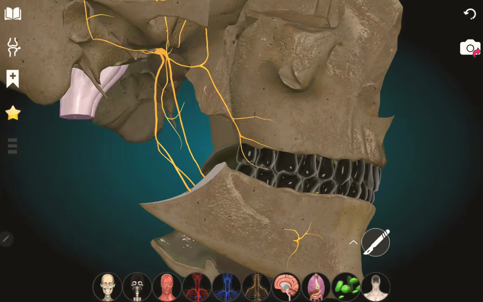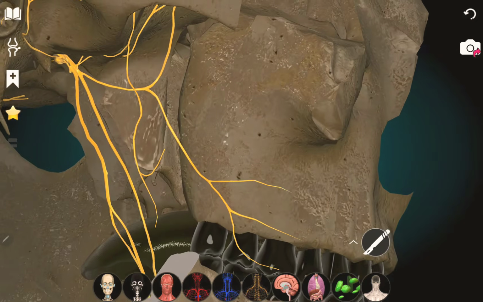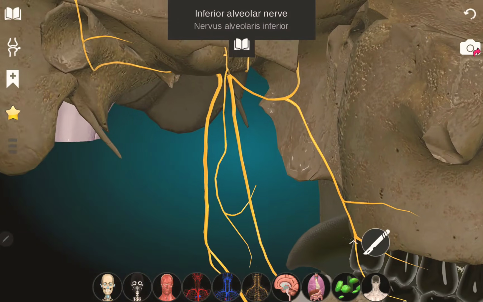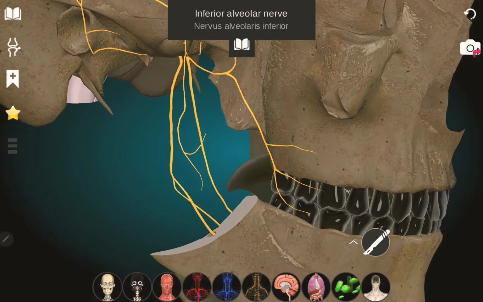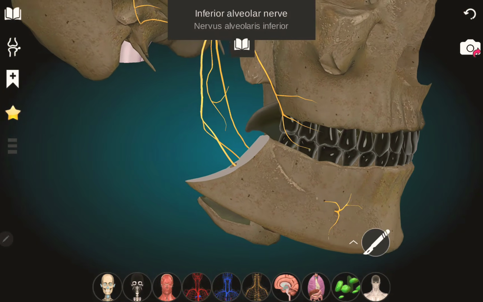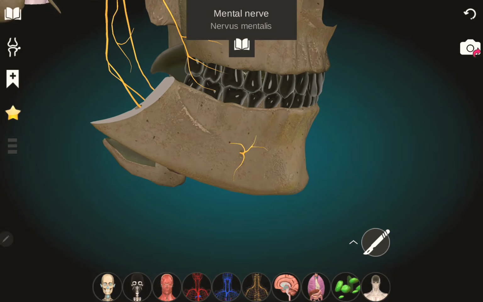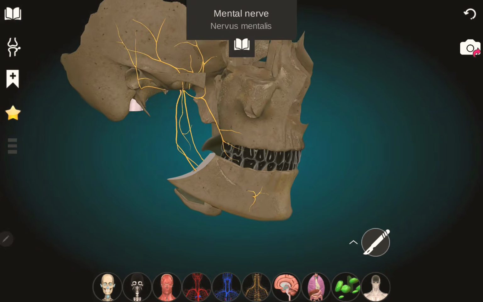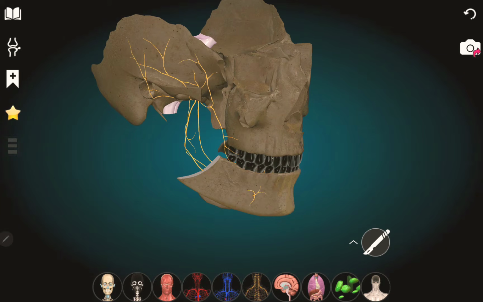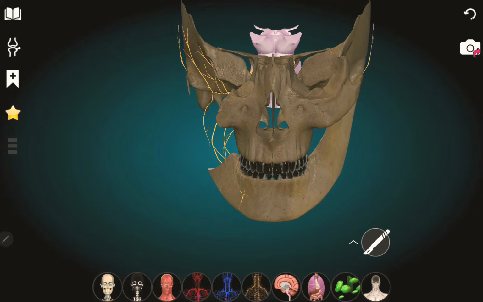The posterior division, if you can see, gives off the auriculotemporal, the inferior alveolar nerve, and the mental nerve. Again, the terminal branches. So that's a quick revision for the branches of the trigeminal nerve.